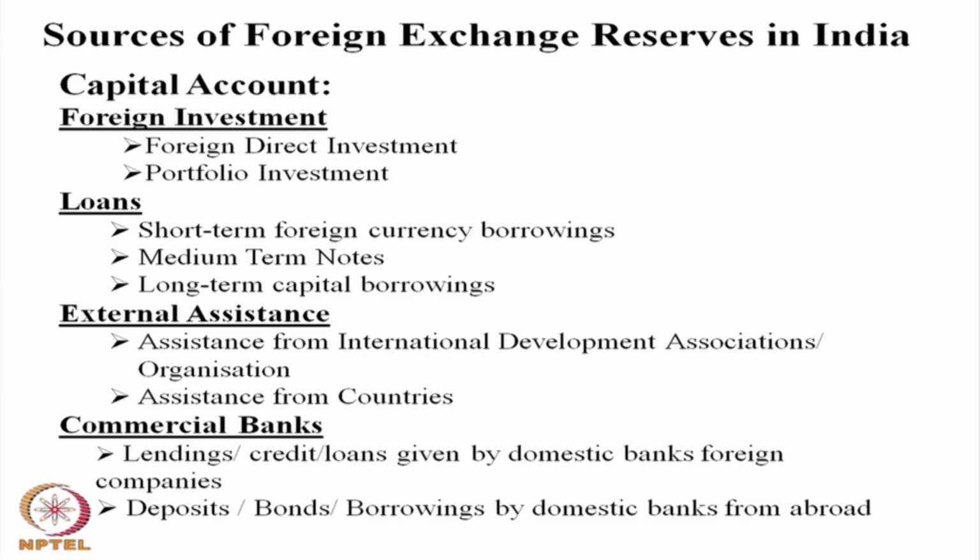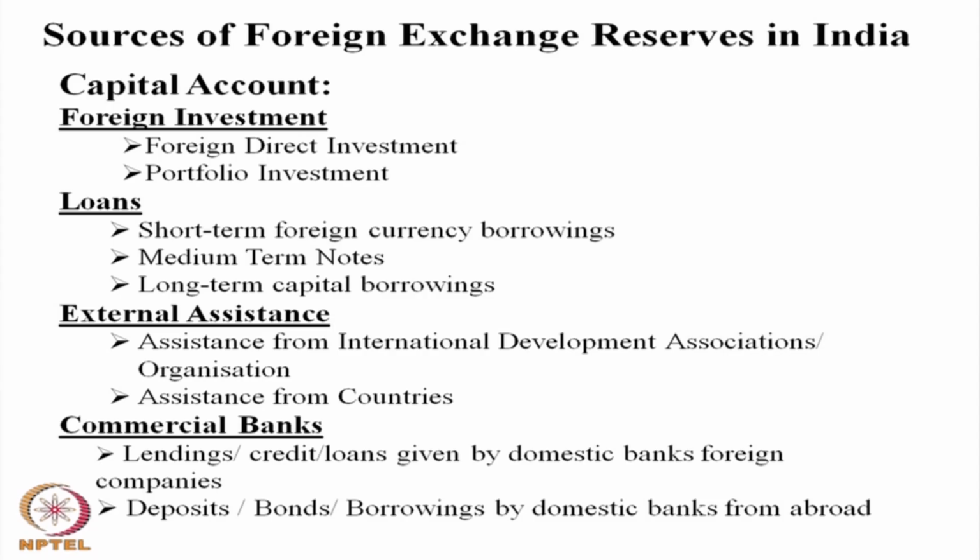Similarly, loans: the government of India and corporates get loans from abroad, both short term loans, currency borrowing, long term currency borrowing, and medium term notes borrowing. These are also parts of the currency reserves. Similarly, external assistance: the government of India gets external assistance from international development associations, which provide foreign exchange and external assistance to the government, to NGOs, and to different private bodies. That is also part of the foreign exchange a country generally receives.